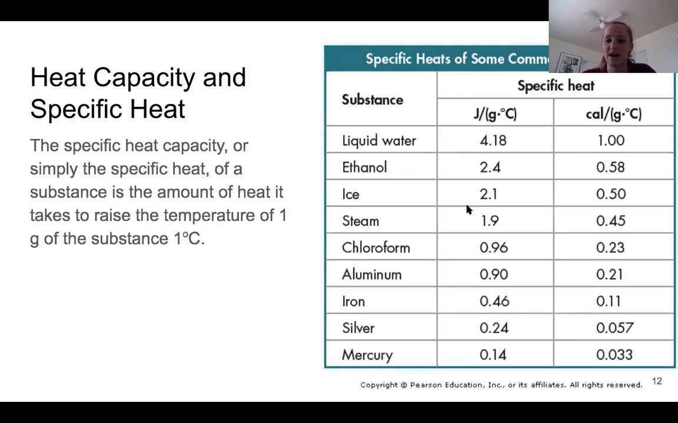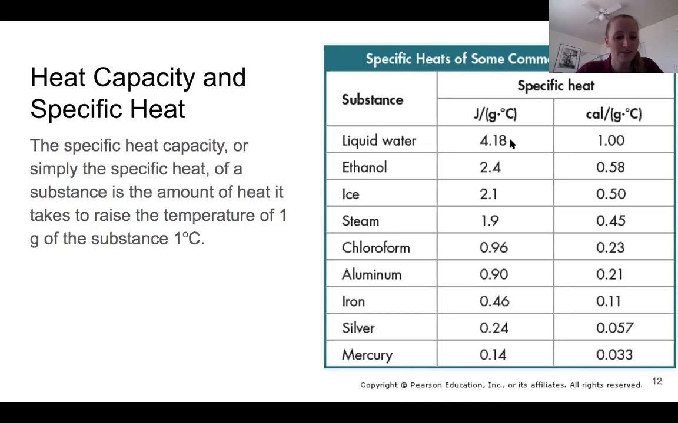So let's say you take chloroform. You take a gram of chloroform and you want to raise it 1 degree. You would need 0.96 joules per gram to increase it 1 degree Celsius. That's kind of a lot of words. Basically the moral of the story is that the higher the number, the more energy it needs to increase its temperature. So for example, water takes 4.18 joules. That's a lot of energy.